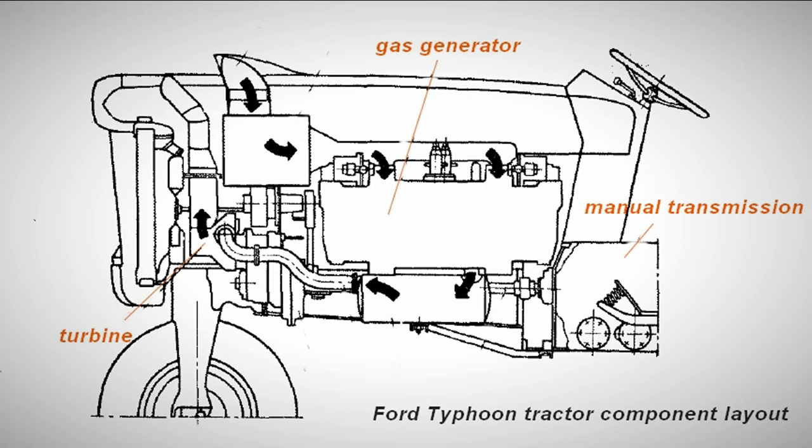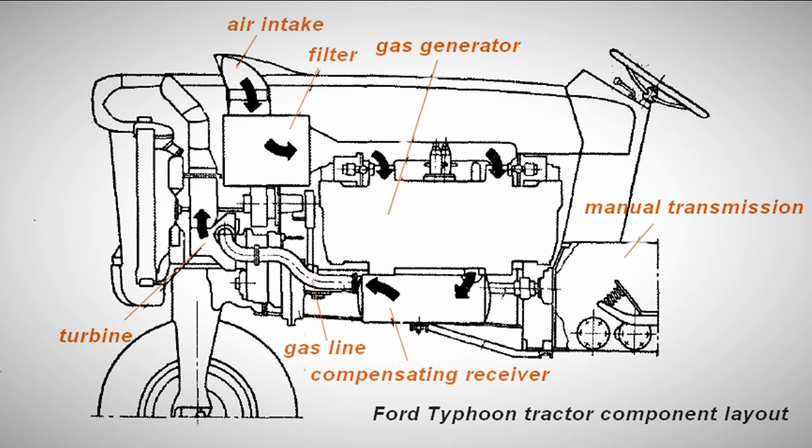The Typhoon tractor's power unit, assembled, weighed 1,115.5 pounds, almost 3 times less than a diesel engine of similar power. Feed air to the gas generator entered through a front-mounted air intake and filter. Gas was supplied to the turbine through a gas pipeline.